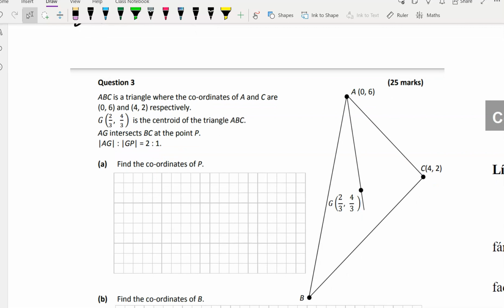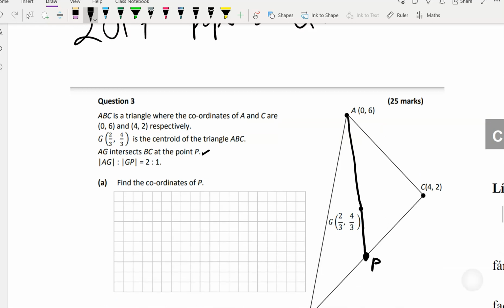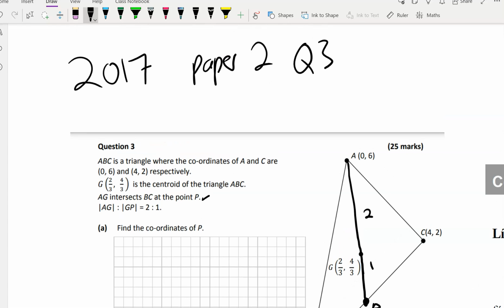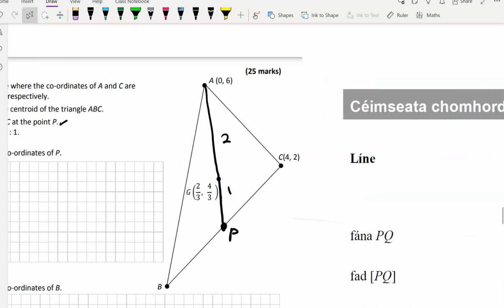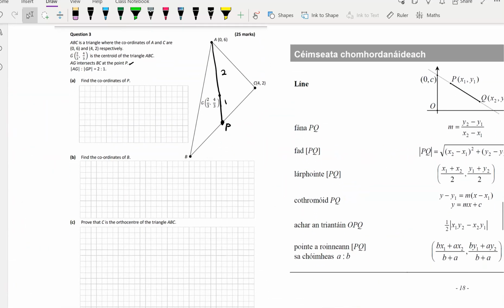So AG meets BC at the point P. That means AG goes all the way until AP hits here, and you get a point P. What they're saying is the ratio here is 2:1. They want the coordinates of P, so this is clearly the use of our ratio formula. So let's have a look at our ratio formula.